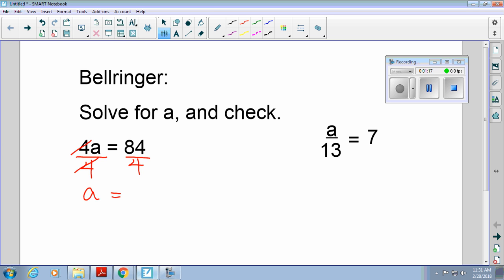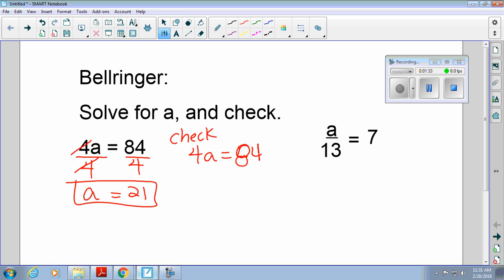And what is 84 divided by 4? Cassie, nice and loud. 21. 21, very good. I'm not quite sure why I picked this as a question because kids like to very annoyingly say 21. I don't know, but anyway, so 4a equals 84.